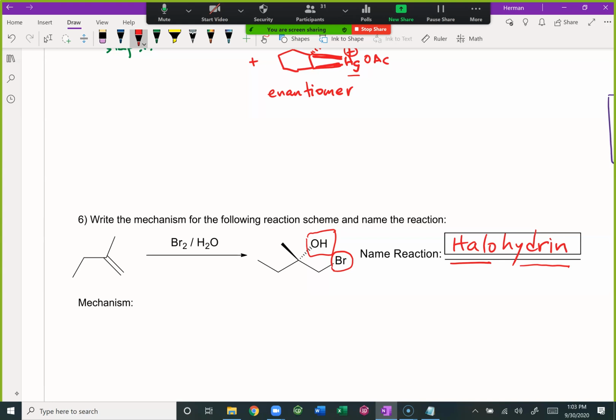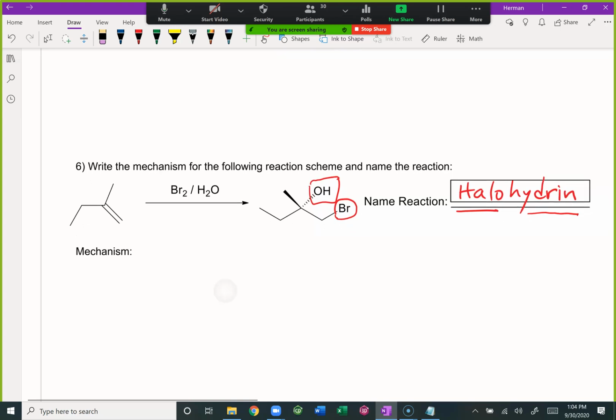Also notice that the OH will always go to the most substituted carbon, and the halogen will go to the least substituted carbon, because it goes via the bromonium ion in this case. All right. So let's work on the mechanism for this.